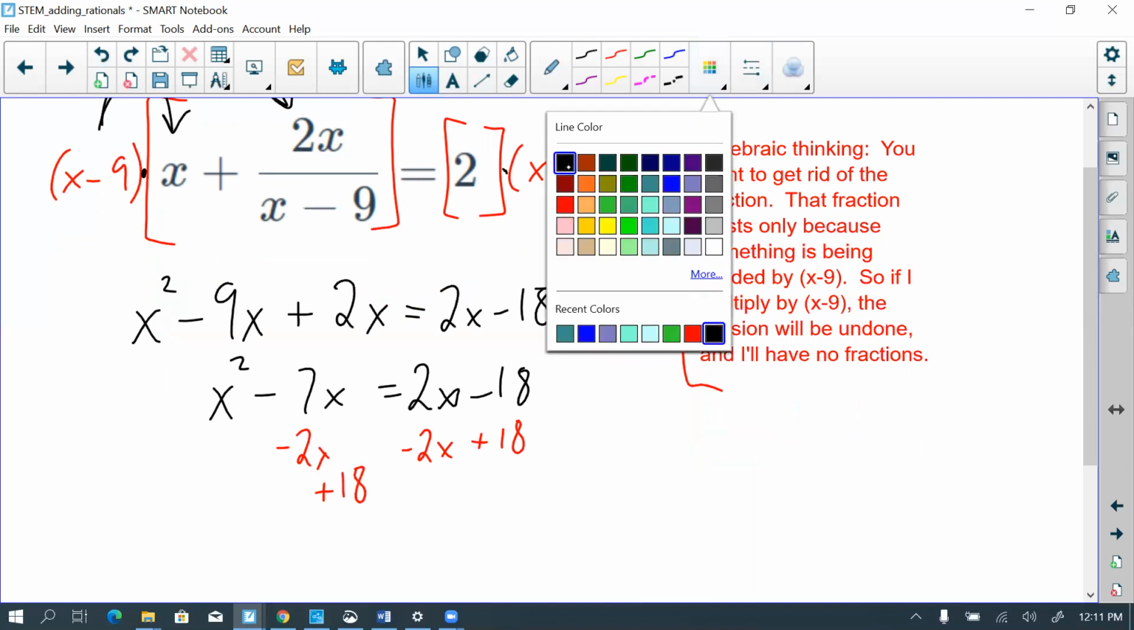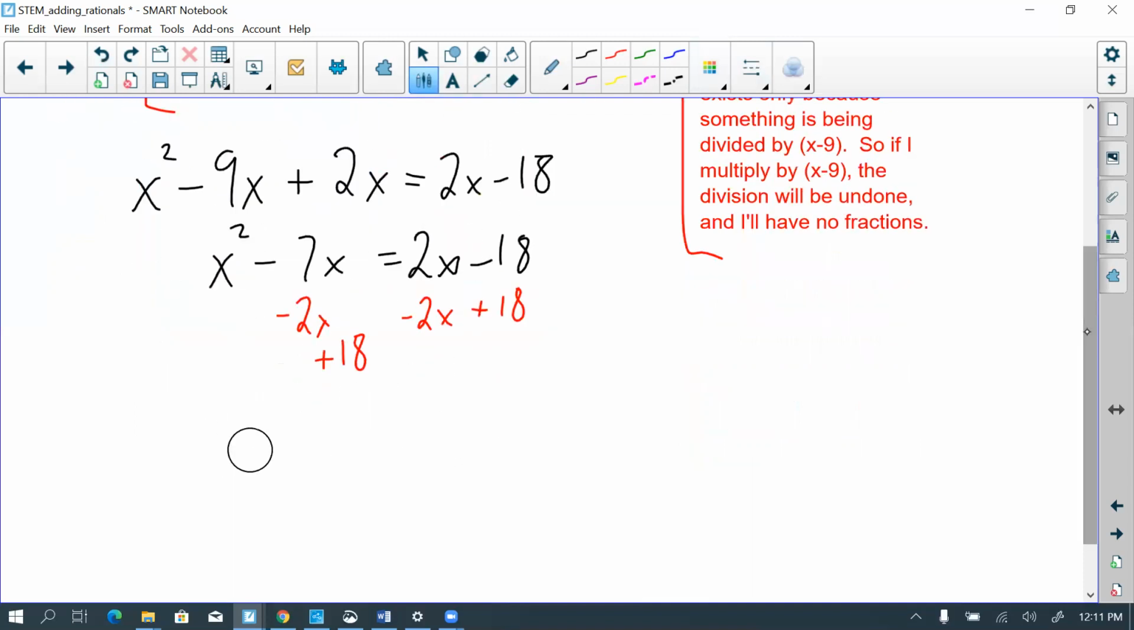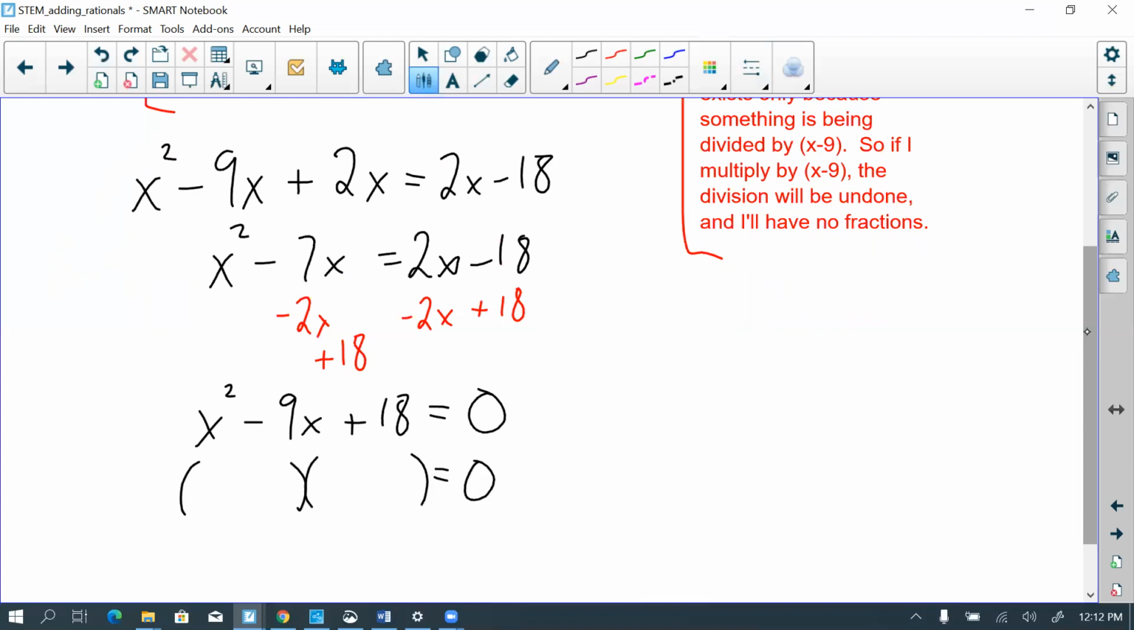And I get, let's see, x squared minus 9x plus 18 equals 0. This, I could do quadratic formula, but factoring is almost always faster if you can recognize that it factors. But quadratic formula will always work. But this does factor into x minus 6 times x minus 3.